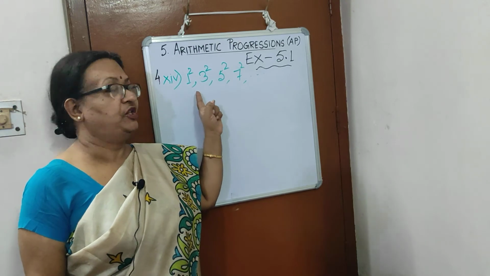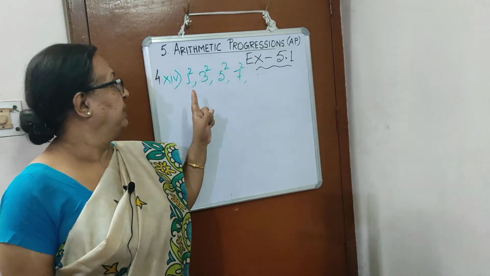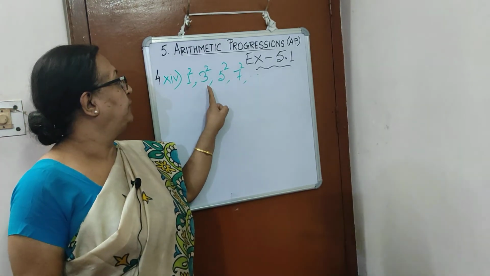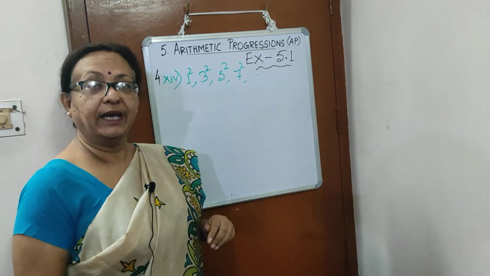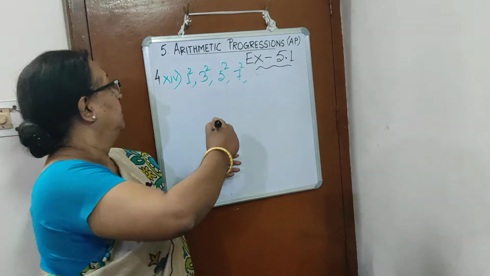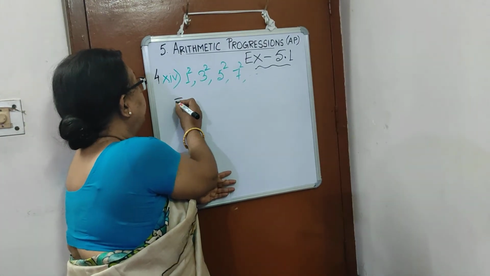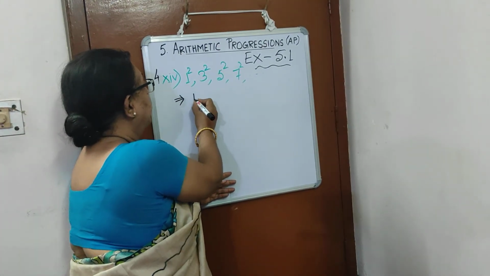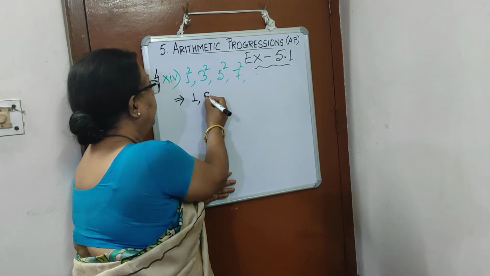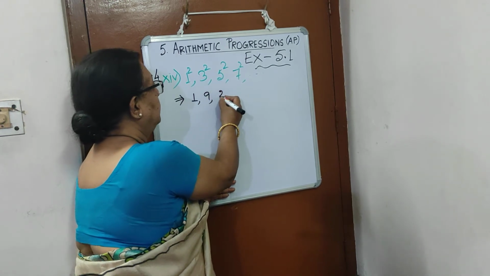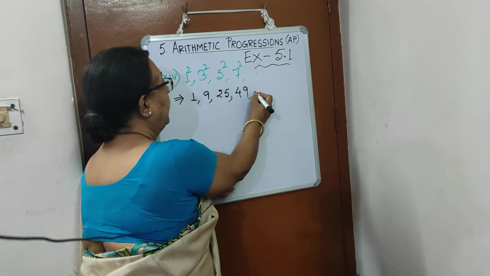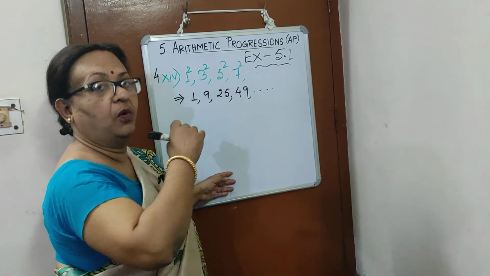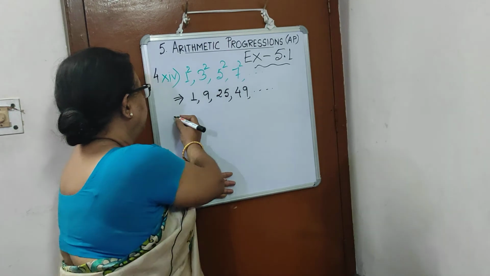Okay, another one, children. Again the sequence is given: 1 square, 3 square, 5 square, 7 square and so on. So let us check first whether it is an AP. Okay, or this can be written as 1 square is 1, 3 square means 9, 25, 49 and so on. Now we check the common difference.